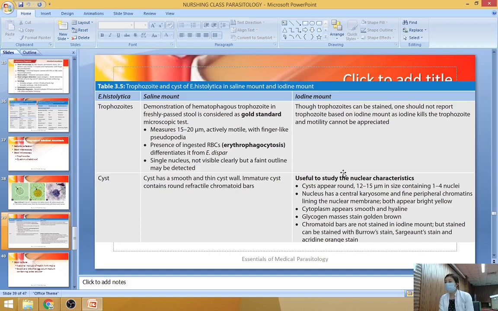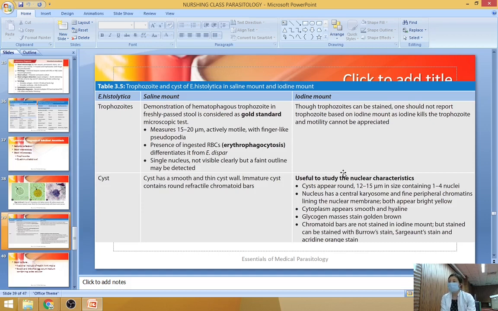In case of iodine mount, which is yellow in color, though the trophozoite can be stained, one should not report trophozoite based on iodine mount, as iodine kills the trophozoite and motility cannot be appreciated. The cyst has a smooth and thin wall, while immature cysts contain round refractile chromatoid bars, useful to study the nuclear characteristics in the iodine mount. Cysts appear round, 12 to 15 micrometers in size, containing 1 to 4 nuclei. The nucleus has a central karyosome and fine peripheral chromatin lining the nuclear membrane. Both appear bright yellow. Cytoplasm appears smooth and hyaline.